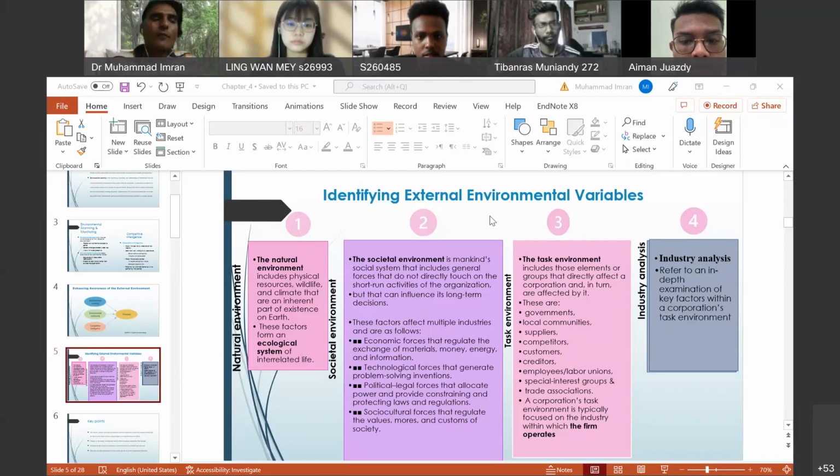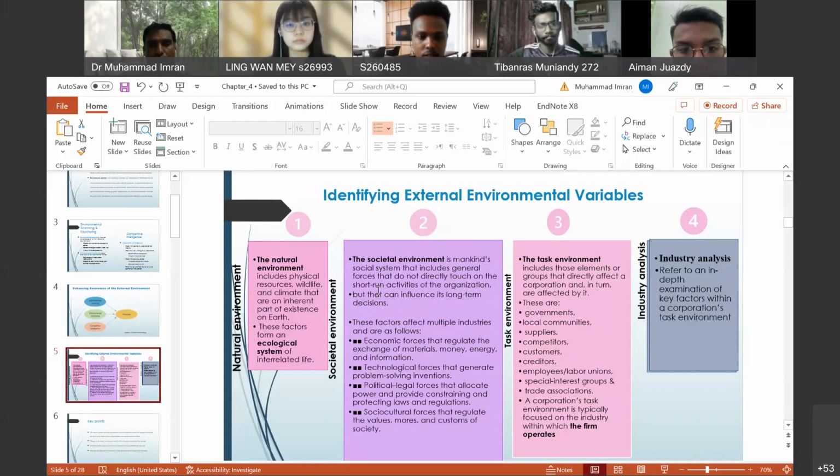So before making a strategy or launching any product in a different country, we must know about the norms and culture of that country. Basically, the societal environment, the social system, involves general forces that do not directly impact our company, but in the long term it is very compulsory. In the long term, we must know the norms and culture. For the time being, they can buy our product. For the long term, they cannot. Many side effects might come. Understand? Okay, let's see.